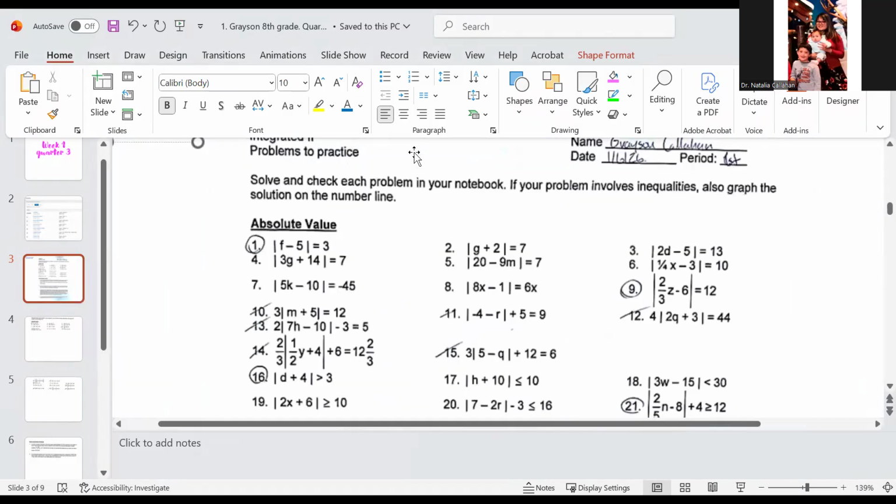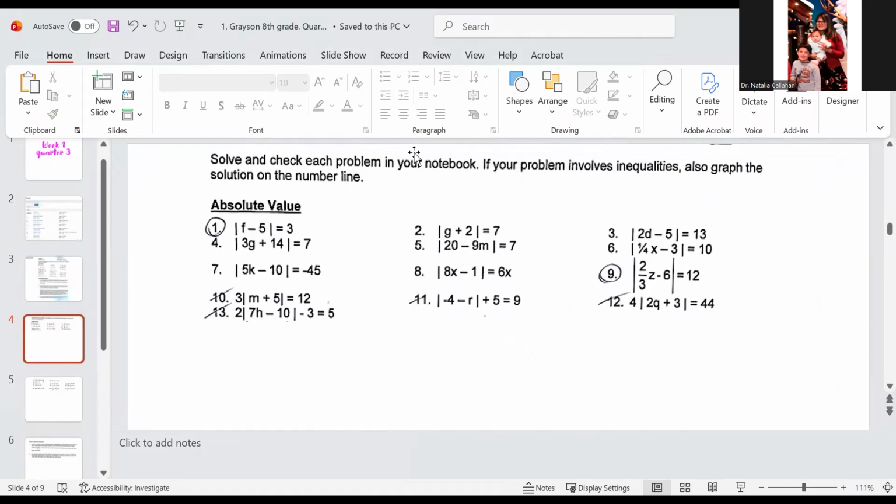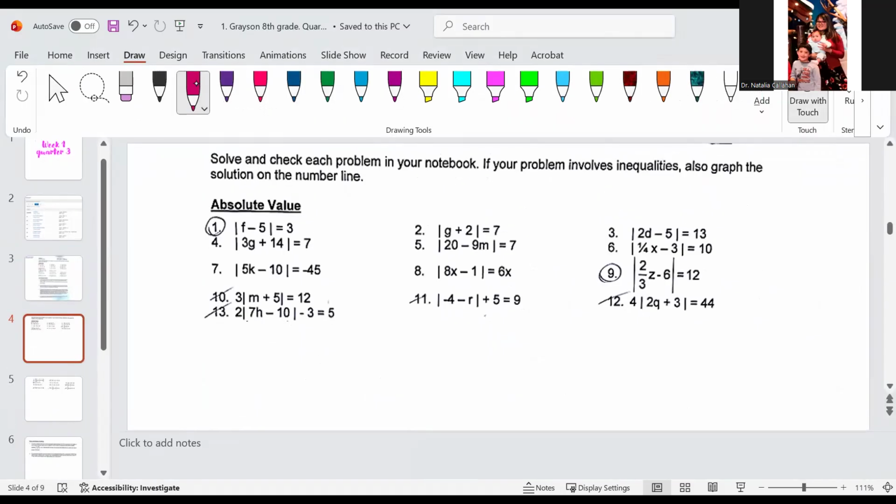So we'll start off with the very first one, just right over here. When you take a look at this right here, you have f minus 5. Do you see how there is nothing else involved here that's outside of the f minus 5 absolute value? Do you see that? Okay. So typically what that means is that you can separate them into two different equations. What does absolute value mean?